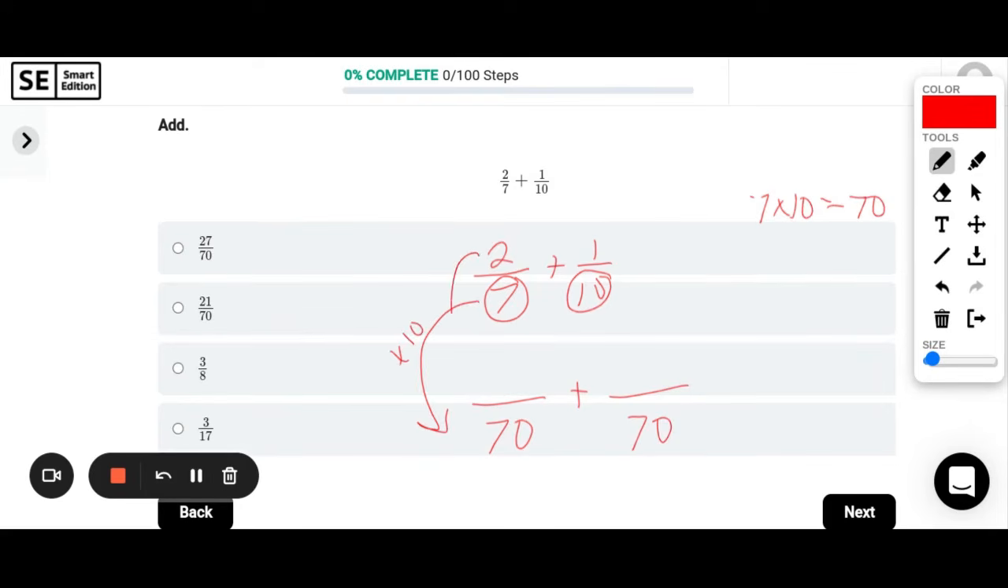7 times 10 gives me 70, so I can do 2 times 10, which is 20. 10 times 7 is 70, so I'm going to do 1 times 7, which is 7, and then I just add these together, and I get 27 over 70.